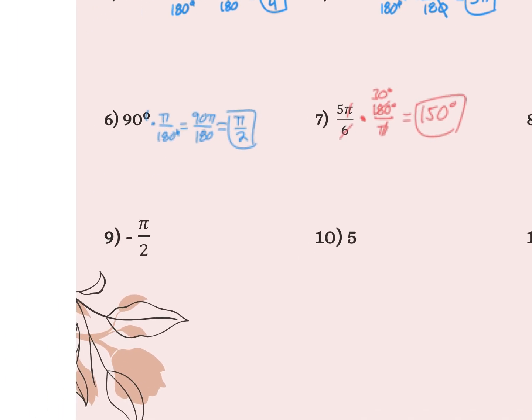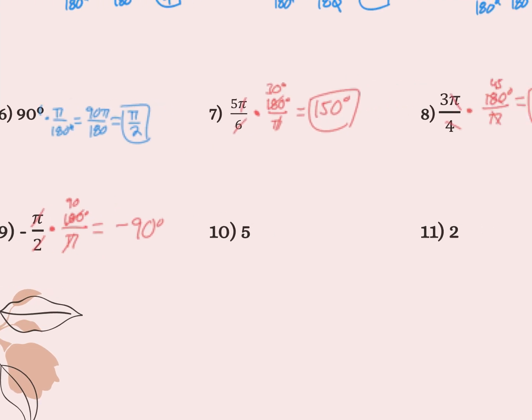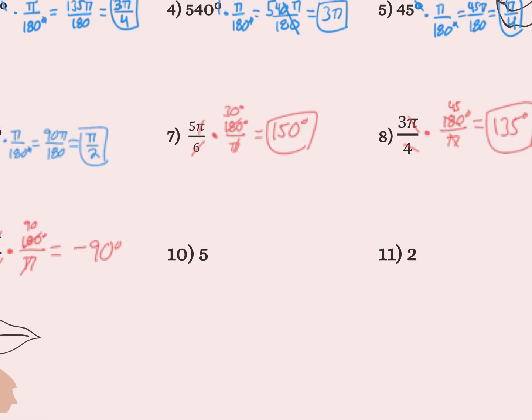With negative pi over 2, same exact thing. I don't see a degree symbol, so I'm going to do 180 degrees over pi. The pi's cancel out, and then 180 and 2 simplify to 90. So then we end up with negative 90 degrees. All right. Something just like 5, right?